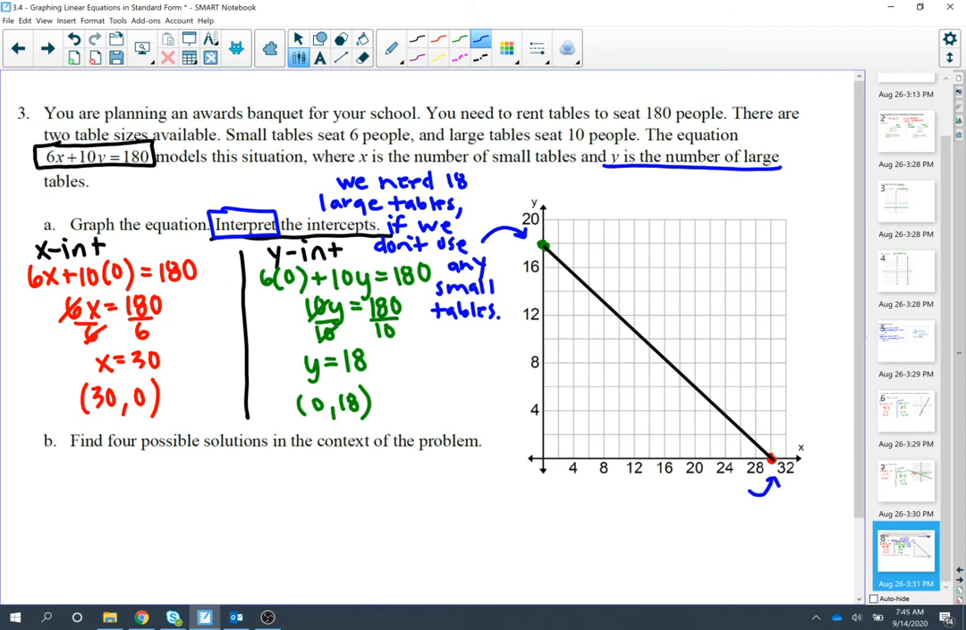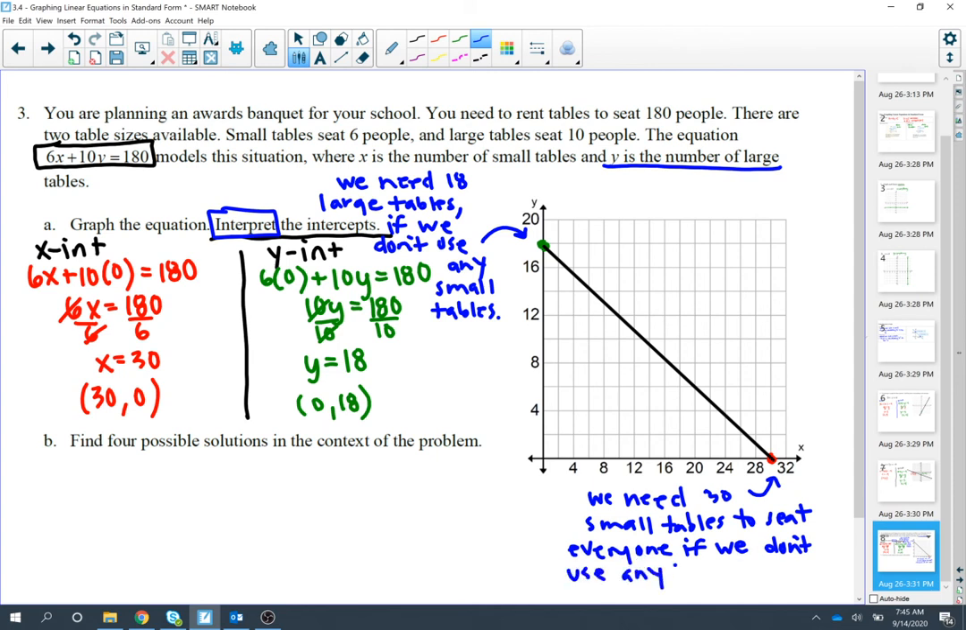Interpretation over here, 30. Okay, 30 tables is a lot of tables, right? Maybe all small ones aren't going to fit in the room, but we need 30 small tables to seat everyone if we don't use any large tables.